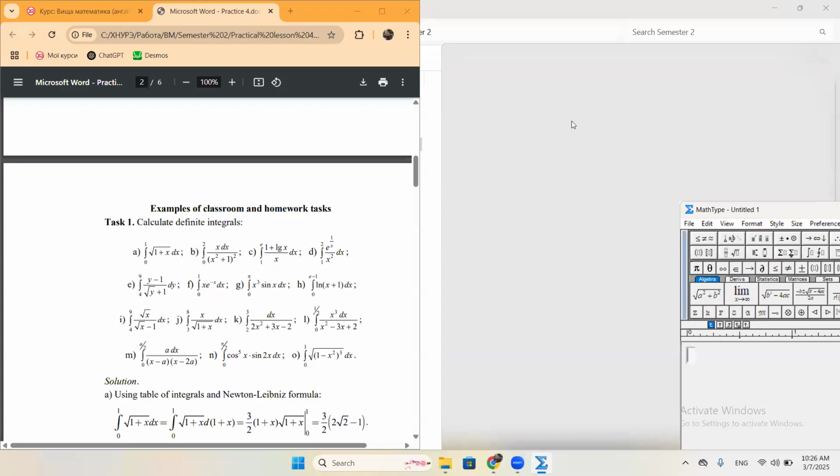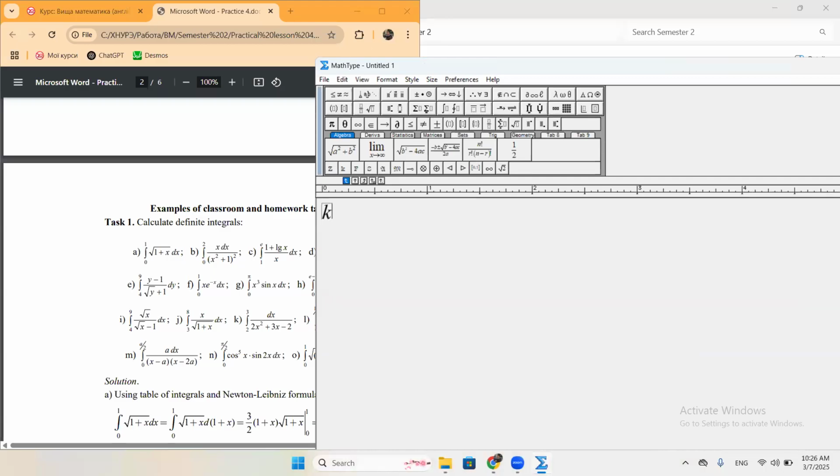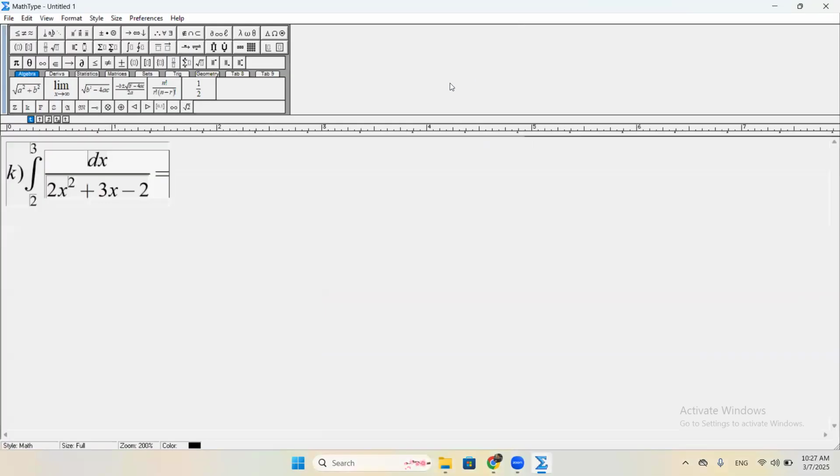Okay, let's continue. So the next exercise is the following. We need to integrate a rational fraction: the integral from 2 to 3 of dx over 2x squared plus 3x minus 2. Here we need to extract the perfect square, and then we will be able to integrate.